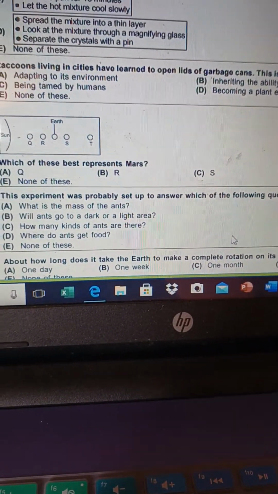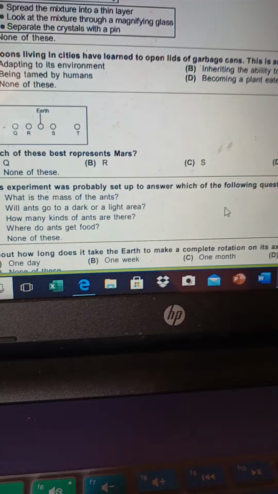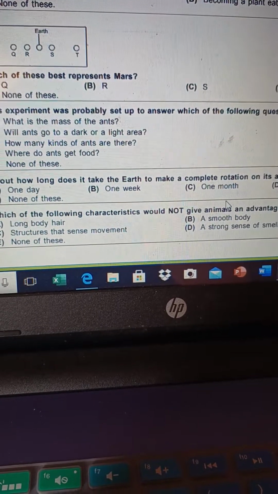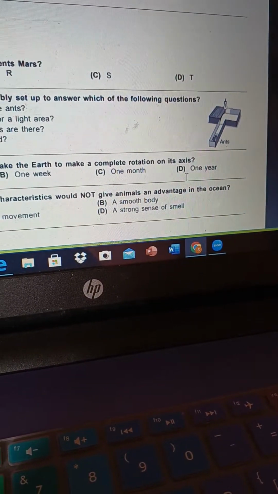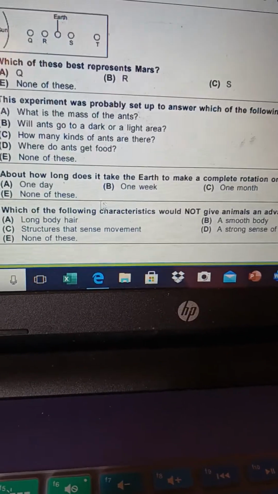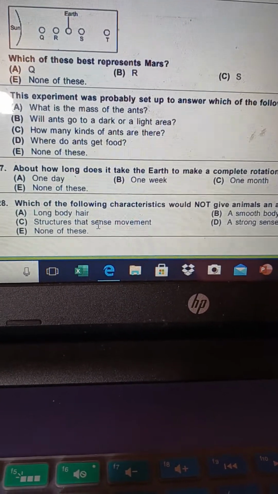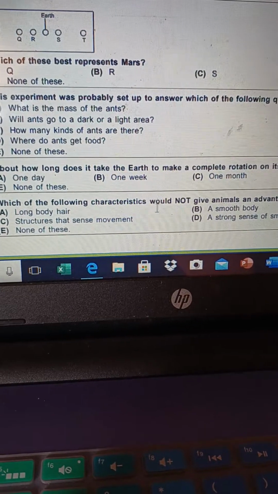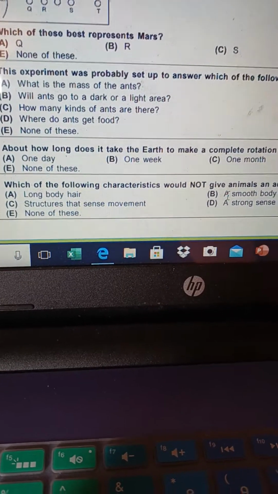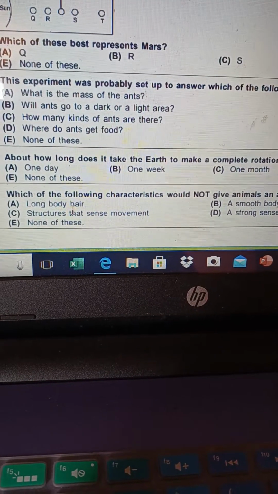Okay, number 27. What is the question? About how long does it take the earth to make a complete rotation on its axis? This will be 1 day. Number 28. Which of the following characteristic would not give the animals an advantage in the ocean? This one will be the long body hair, or A.